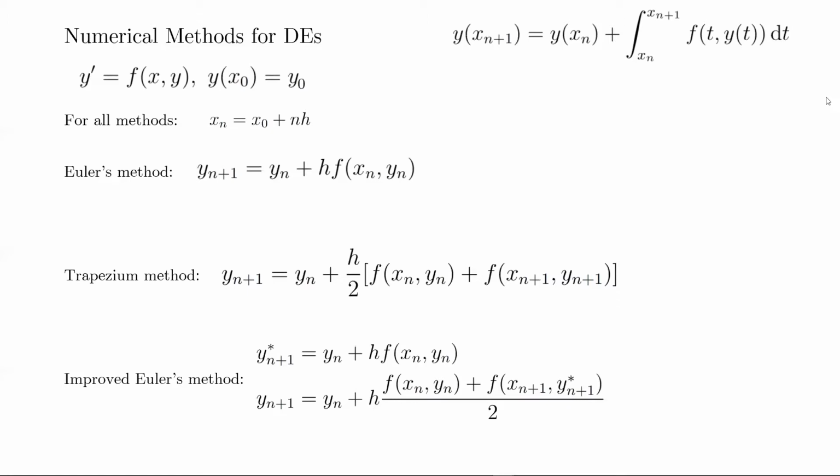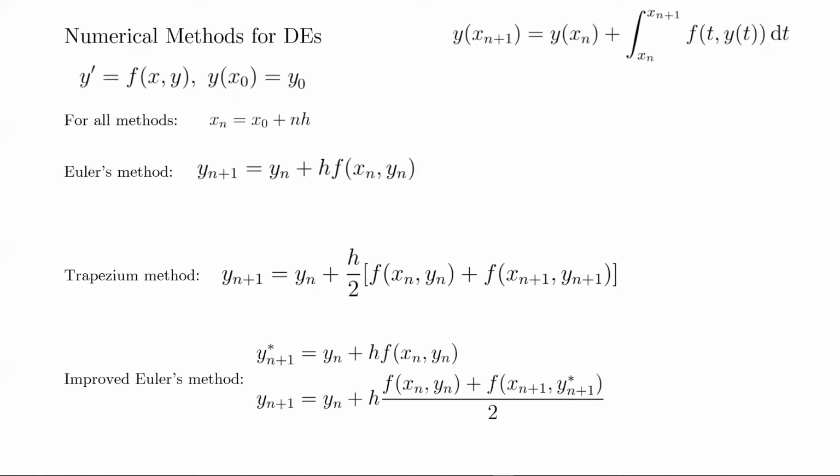For all the methods that we've looked at in the last two lectures, we have this discretization of the independent variable x. So we discretize x into multiple steps. And then we had three different methods: Euler's method, the trapezium method, and the improved Euler's method, to update our approximation of y at these points xn.